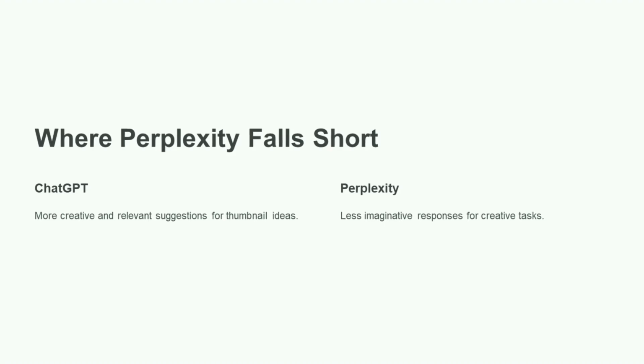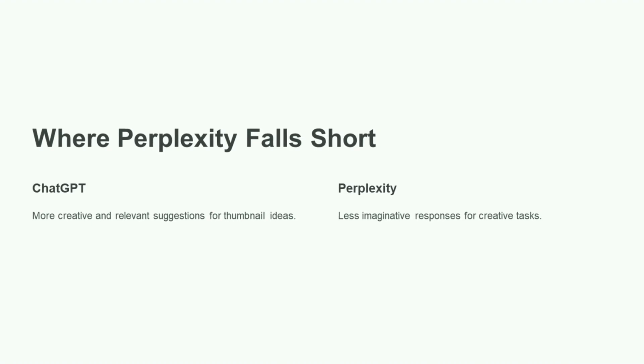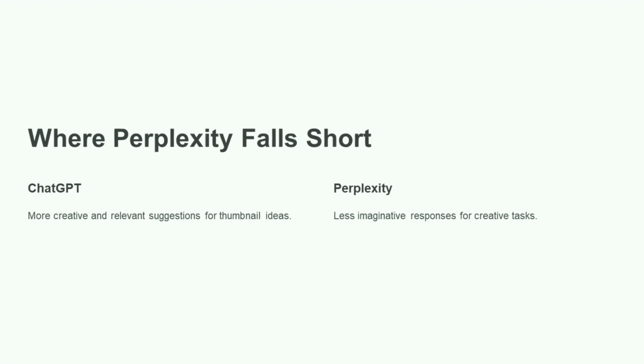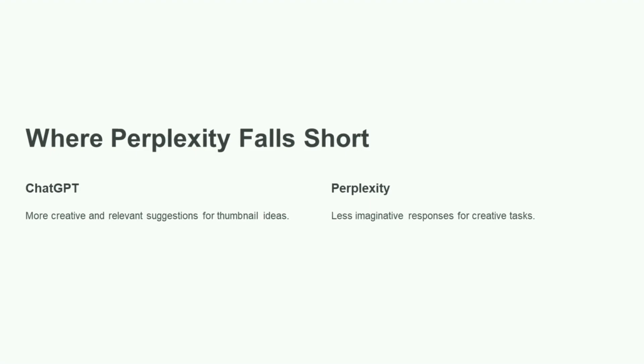Perplexity isn't perfect. For example, I asked both ChatGPT and Perplexity to brainstorm thumbnail ideas for this video. ChatGPT gave more creative and relevant suggestions. Perplexity gave less imaginative responses. For now, ChatGPT and Gemini remain superior for high brainpower creative tasks, while Perplexity focuses on accuracy.